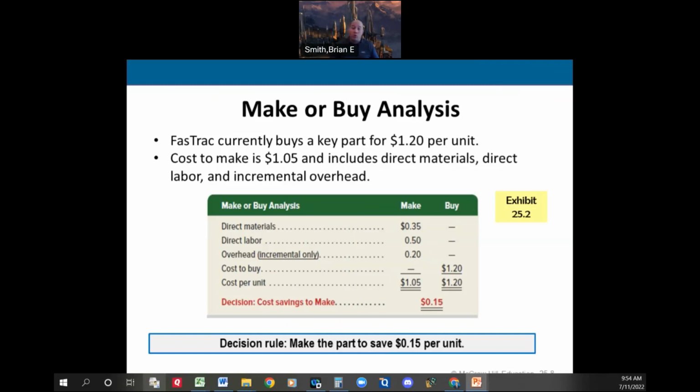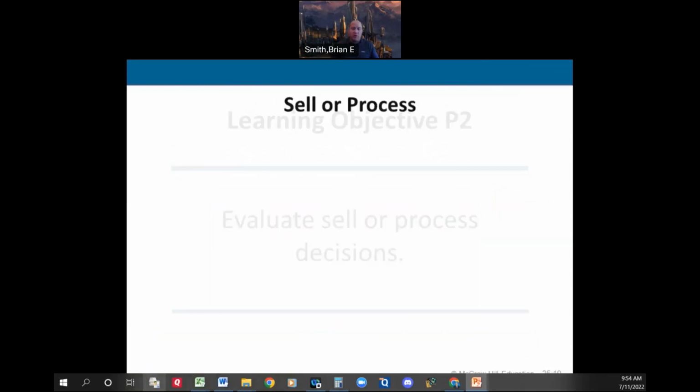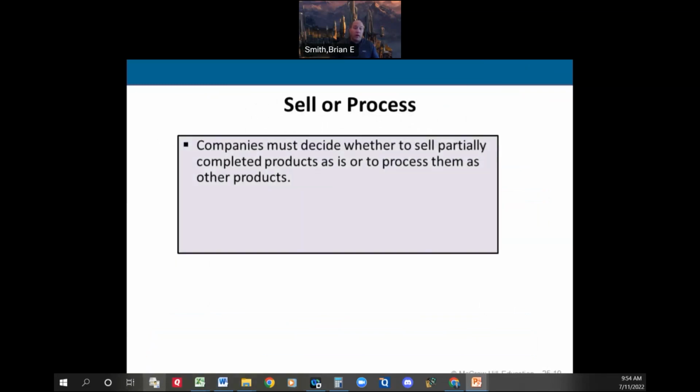But we don't know. We're only giving it our best shot. So now there's another example about selling and processing further the products that we have. This is the peanut butter example, where companies have to determine, for example, a peanut butter company: do you get these peanuts as you harvest them? Do you sell them or do you process them further into an additional product?